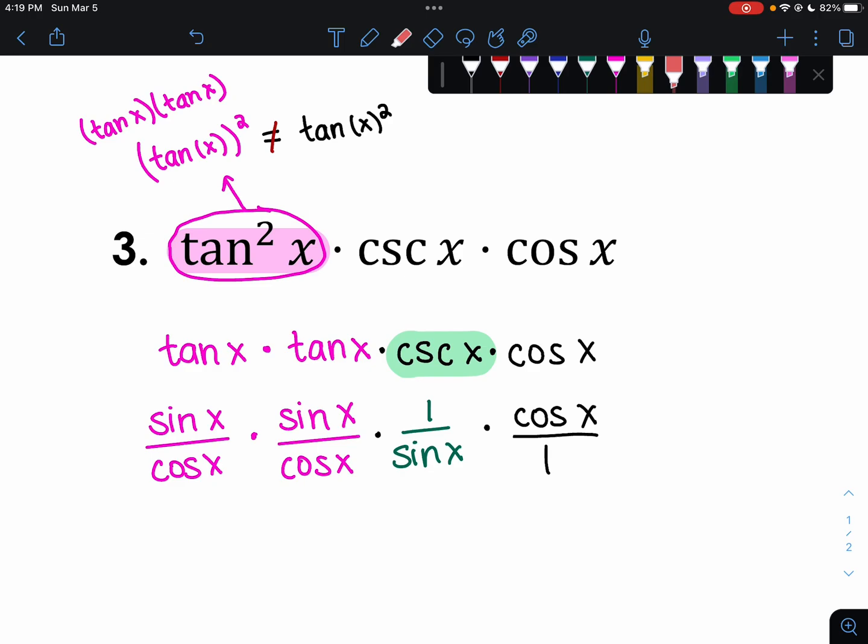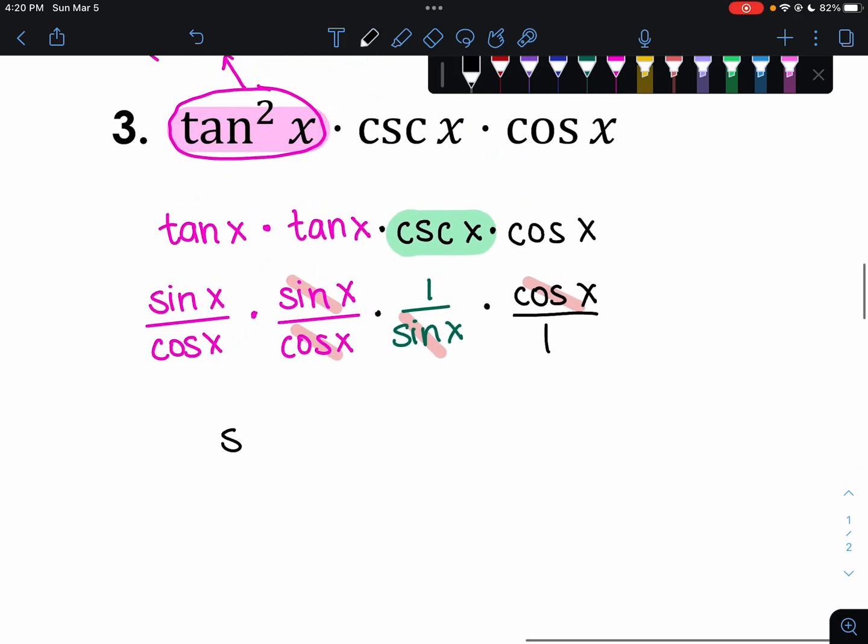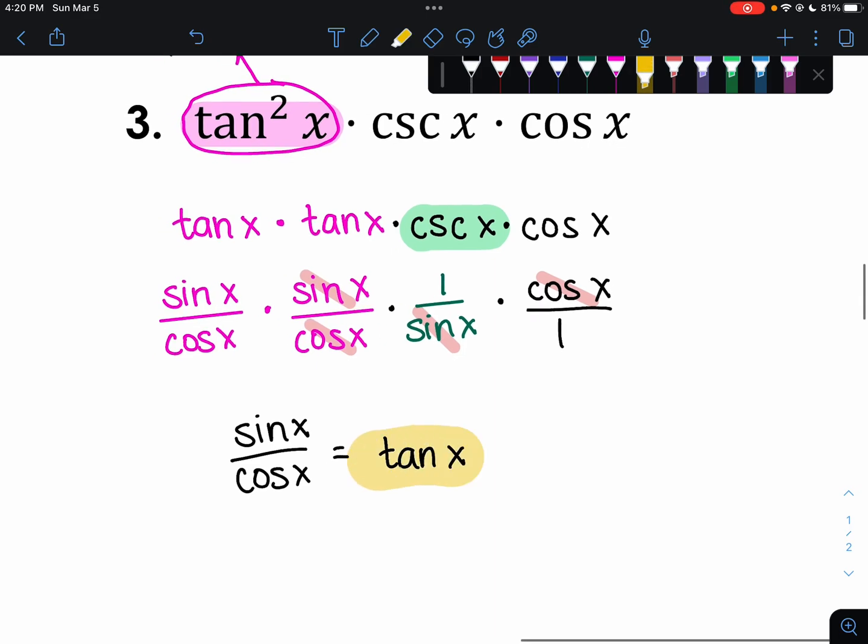So we see what cancels out. I have a sine x on top, a sine x on bottom. I have a cosine x on top, a cosine x on bottom. That leaves me with just a sine over cosine. And we know sine over cosine is equal to tangent. So tangent would be my final answer. So anytime you get down to the last step, if you can rewrite it in one of the other forms, then that's the form we need to rewrite it in.